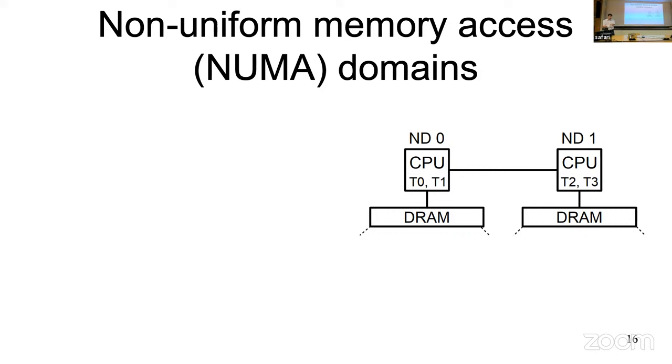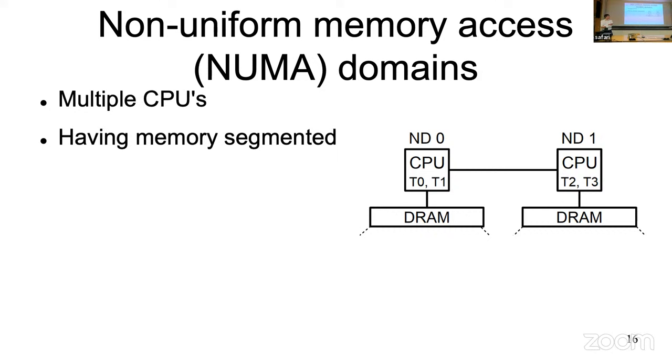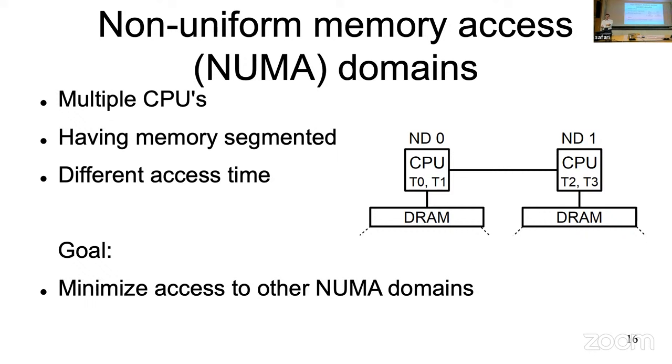These are relevant if you have multiple CPUs in a system. Like in this example on the right, we have two CPUs and they each have access to a DRAM module. So the total memory is segmented. And we have different access time depending on where we are. The CPU on the left has fast access time to its DRAM, but slow access time to the DRAM of the CPU next to it. So our goal is to minimize access to other NUMA domains.